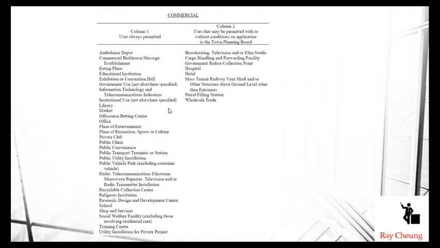For example, what I'm telling you is Column 1. Column 1 is the one you can permit. For example, if the area is commercial, and I do a market, that means I don't need to apply for any modification to the Town Planning Board. But if I want to build a hotel in this commercial building, I may need to submit Section 16. That means if the use is in Column 1, you don't need to do anything, but if you want a use in Column 2, you need to submit Section 16.